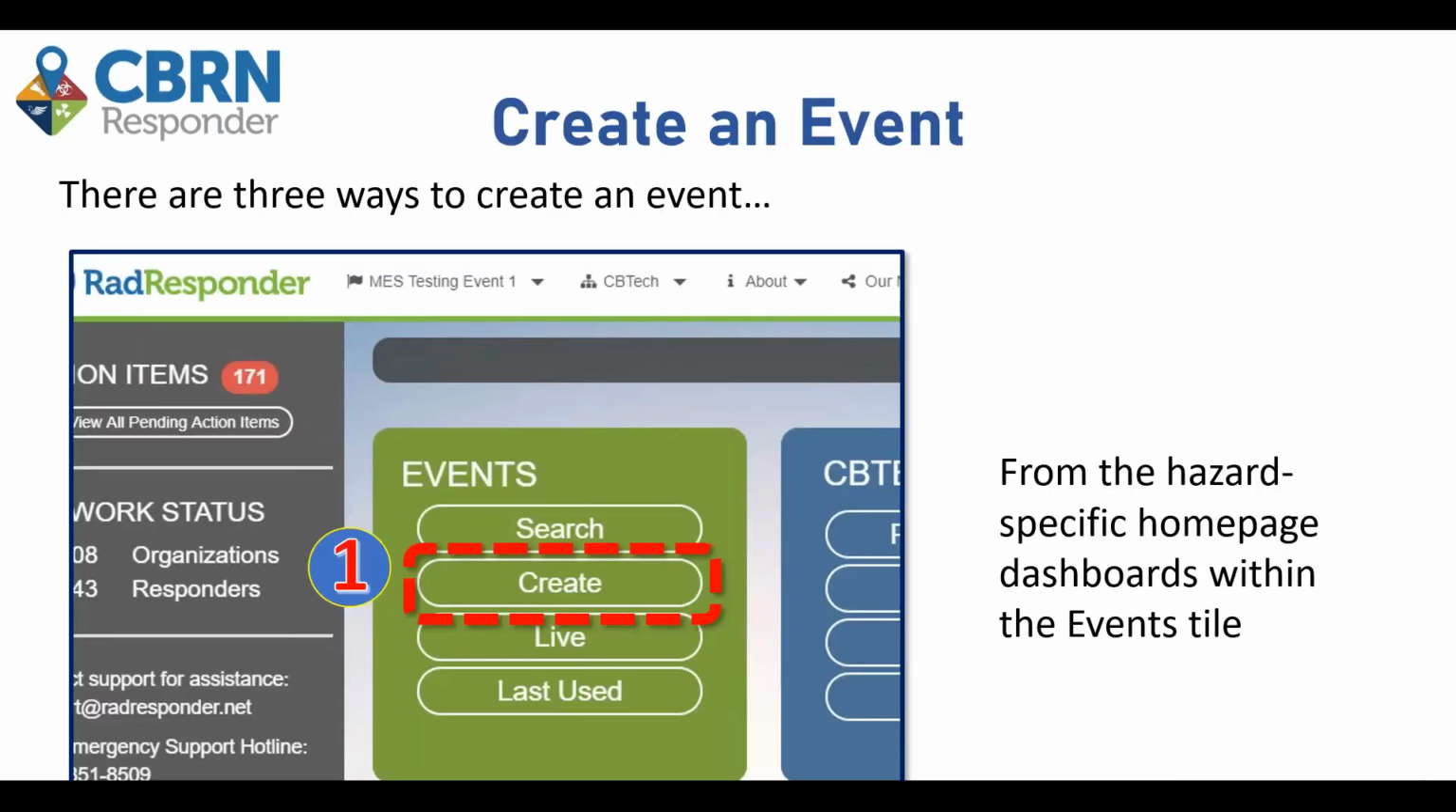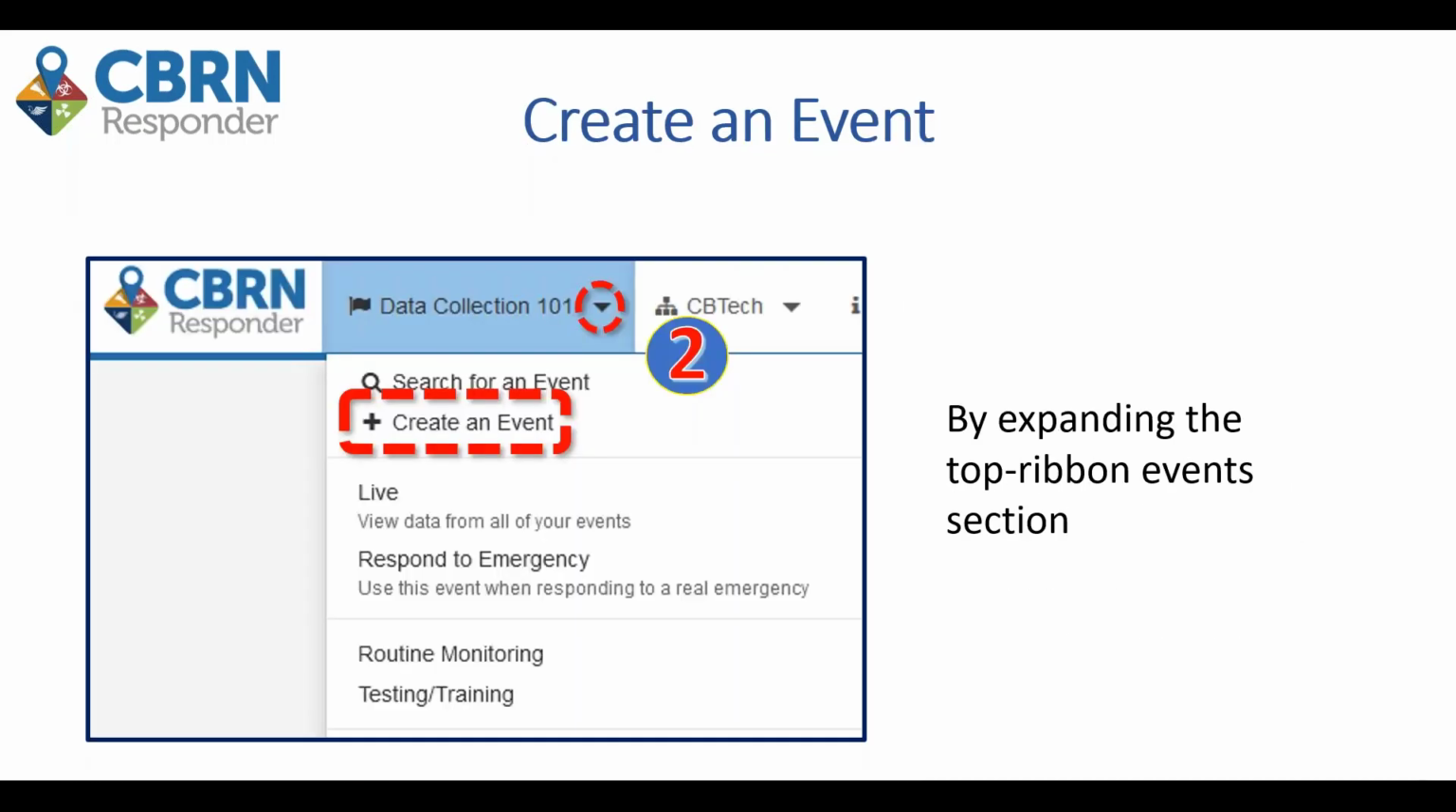There are a few different ways that you can create an event. First is from the hazard-specific homepage dashboards. So if I'm on the RadResponder site, I'll see the green events tile, and I can use the create button. I can also, on the CBRNResponder website or the hazard-specific sites, use the event header drop-down arrow, and there I'll see the create an event option as well.